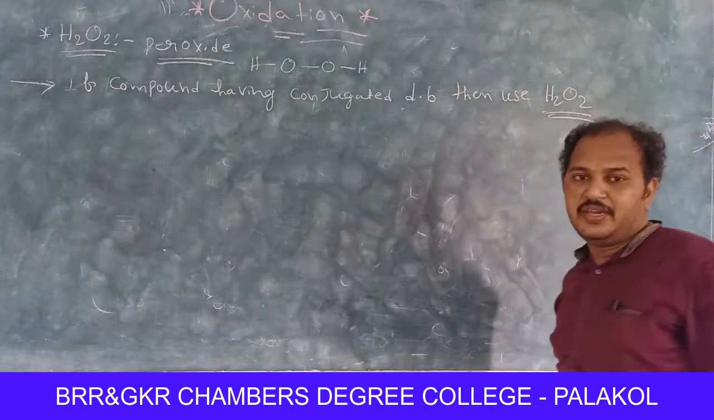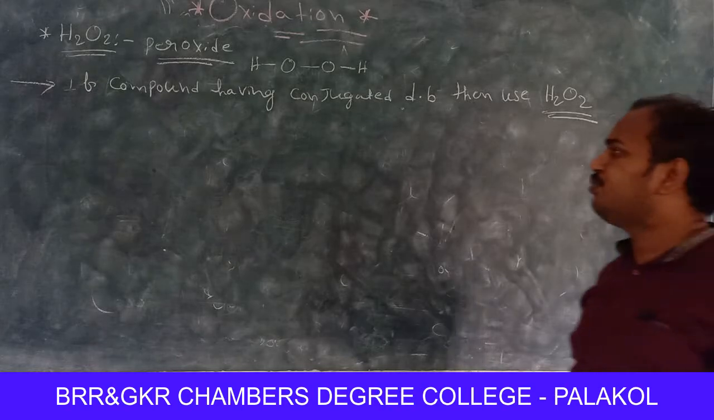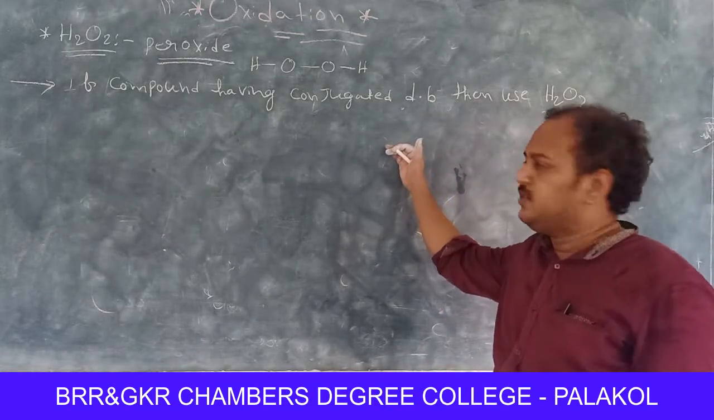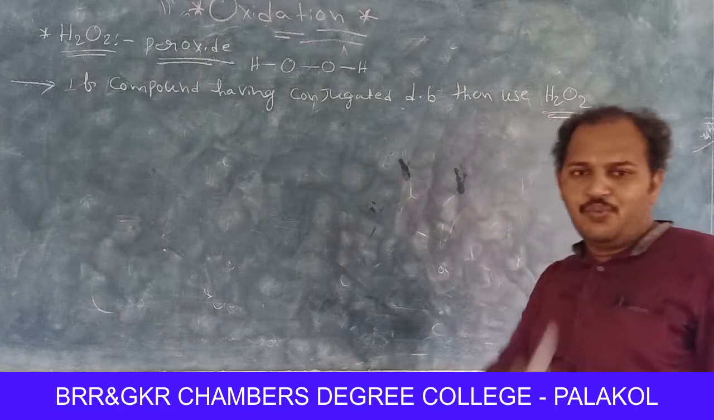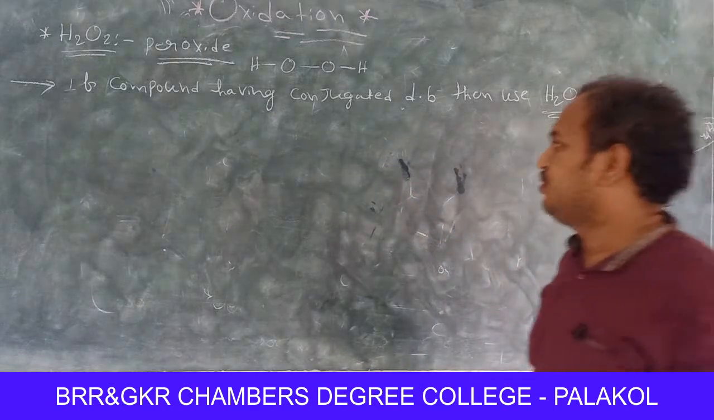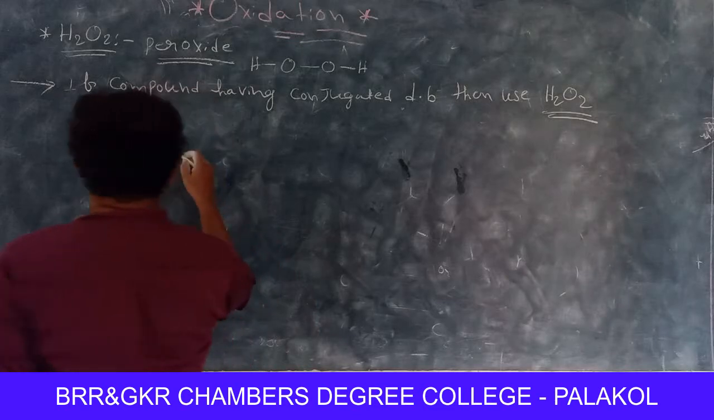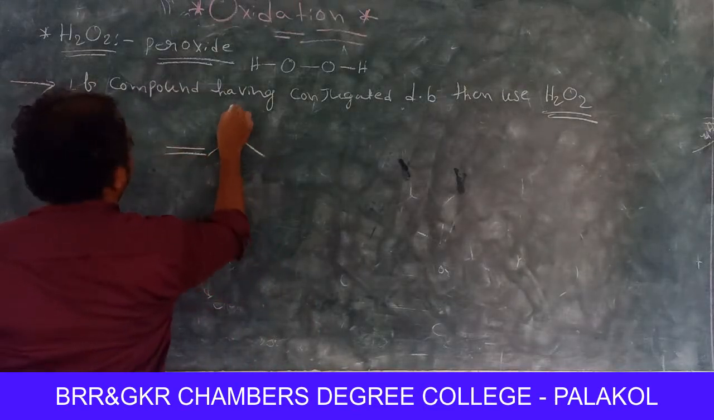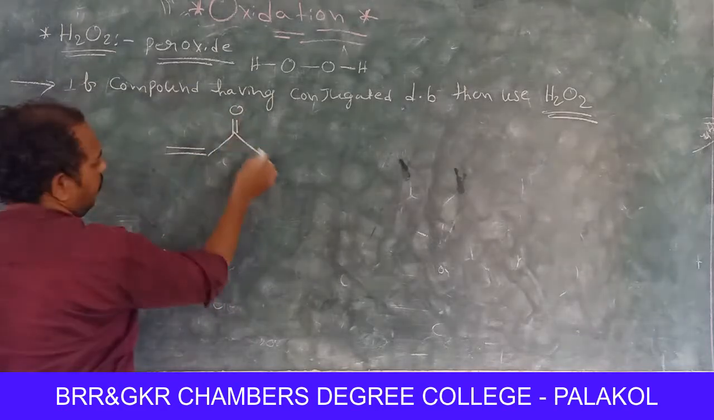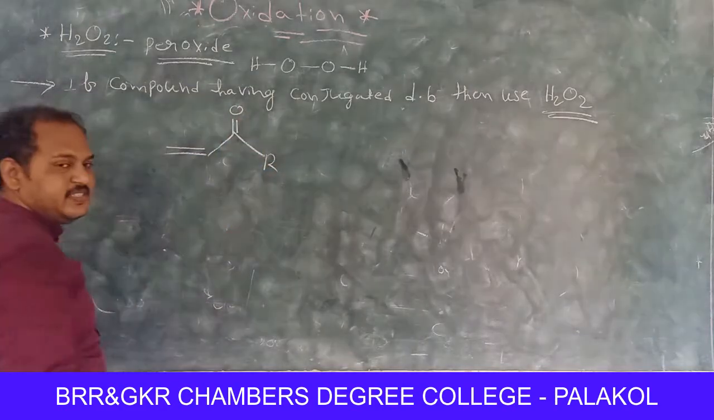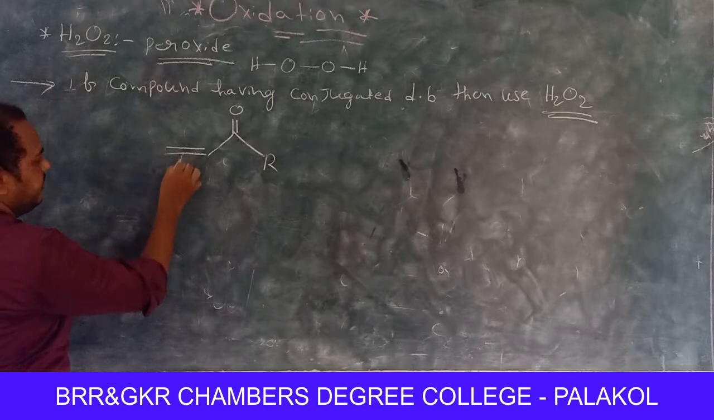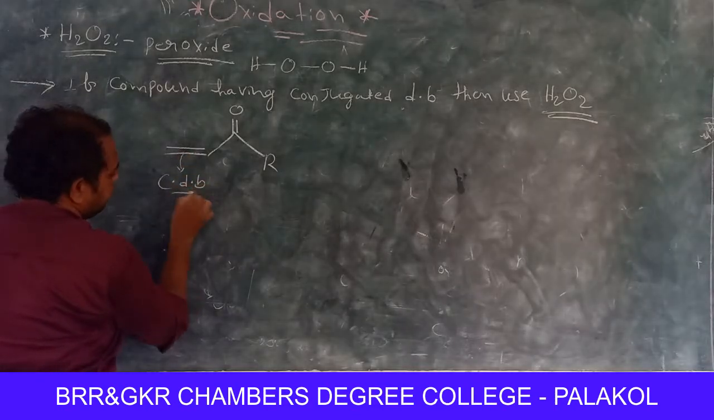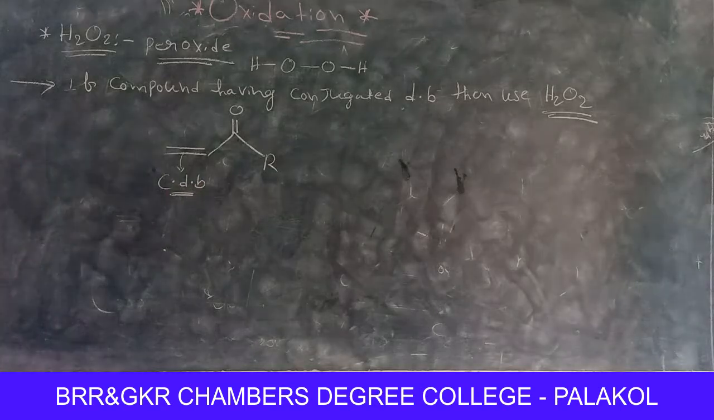Then use only H2O2. So why do we have to use H2O2? Why don't we use mCPBA? So we will explain by taking one example. Suppose here I am taking an olefin, but this olefin is in conjugation with C=O. So this is a conjugated double bond.